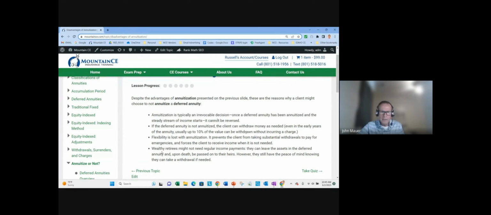So annuities are a long-term place to put money, not a short-term one. Another thing to consider is that if an annuity has been annuitized, you lose flexibility. It prevents the client from taking substantial withdrawals to pay for emergencies and forces the client to receive income when it's not needed. And wealthy retirees might not need regular income payments. They can leave the assets in the deferred annuity and upon death be passed to the heirs.